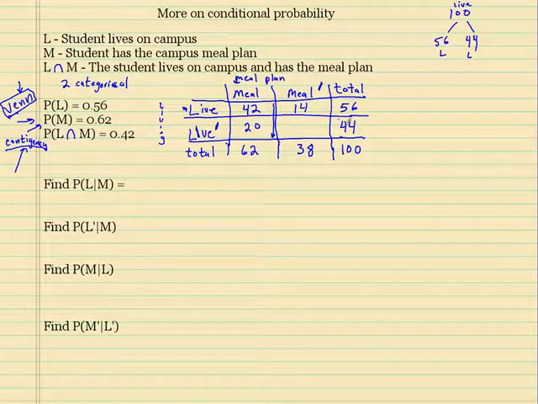So 20 plus what is 44? 20 plus 20 is 40, 40 plus 4 is 44, so that would be 24. And you see this happens to match up here. So this is my contingency table.